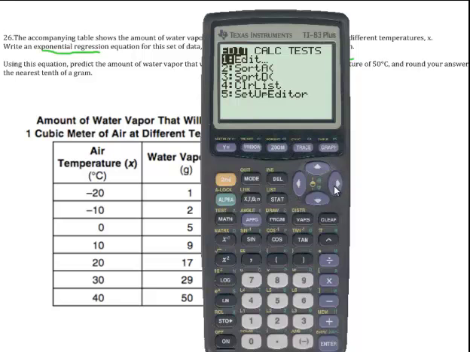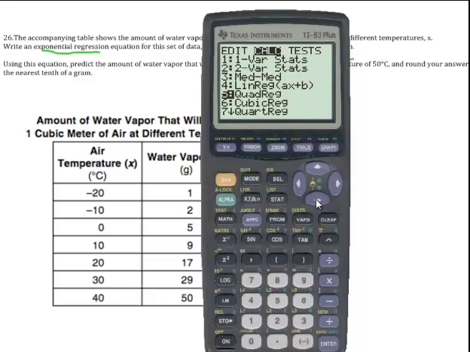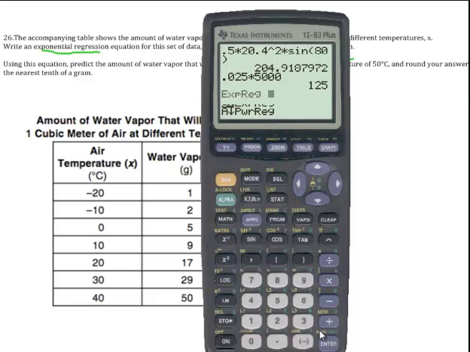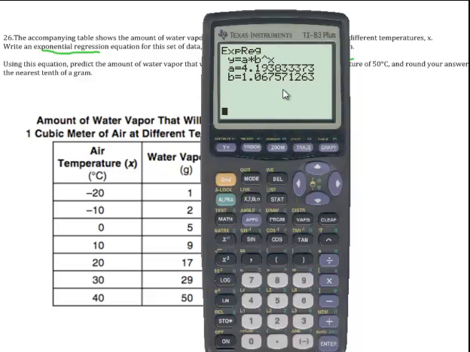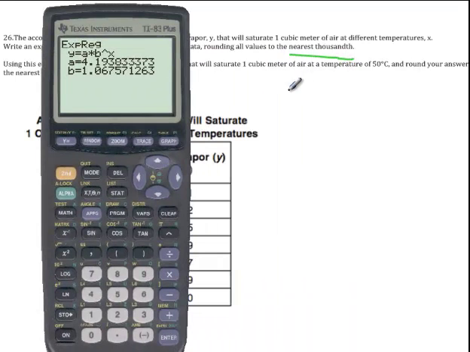Go into Stat, go into Calculate, choose an exponential regression. Now my calculator is a little different than yours. List 1, comma, list 2, and there's my exponential regression. So y equals 4.194 times 1.068 to the x.